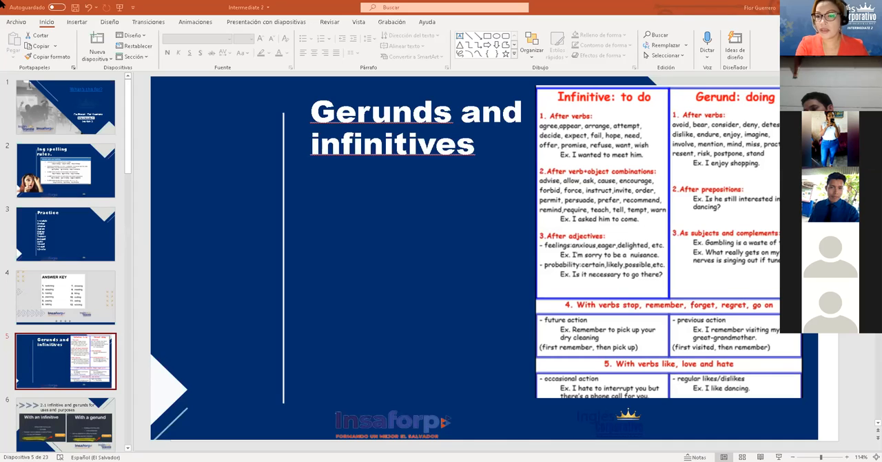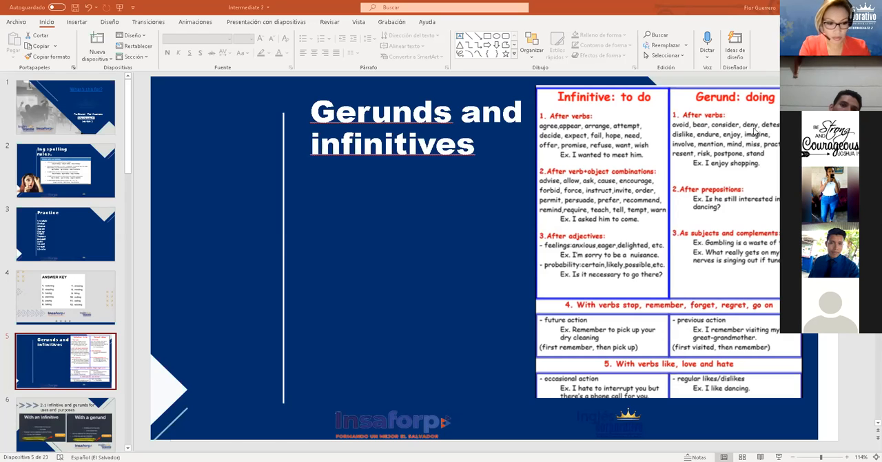Questions about these verbs? And in this one is deny, the pronunciation deny. Teacher, what is the meaning for deny? Deny is like negar. Okay. Any other question?